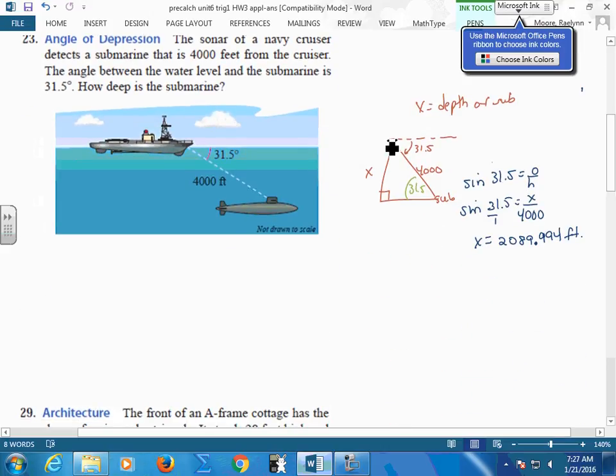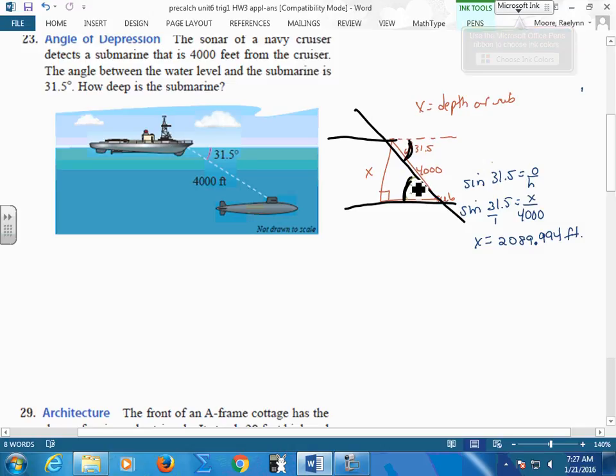if you extended your parallel lines, because this angle of depression is here, these are your alternate interior angles. Your angle of depression is actually your angle of elevation. Depression always starts at the top, keeps the horizon, and looks down.